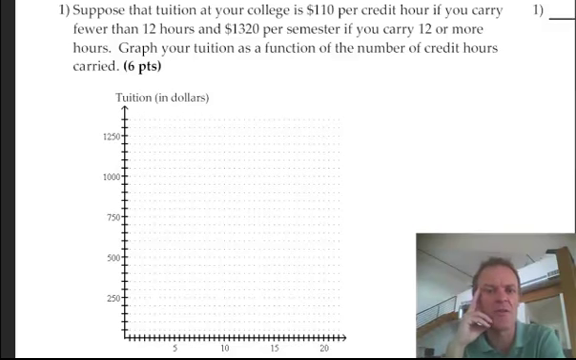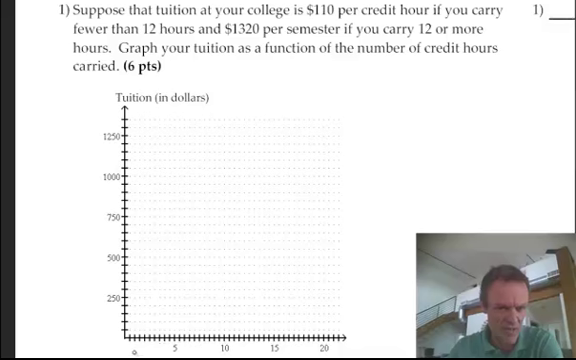Okay, here's a graphing problem. Tuition at the college is $110 per credit hour, if it's fewer than 12 hours. If it's 12 hours or more, it will just cost you $1,320. Now, if it's 110 for one credit, it's going to be 220 for 2 credits, and that's what you're supposed to do.